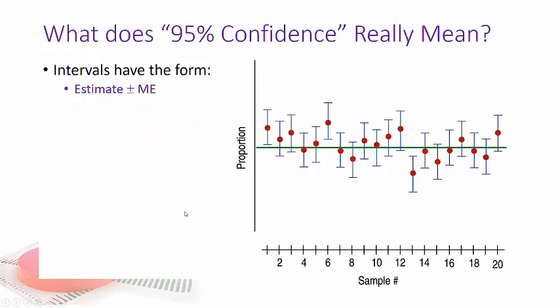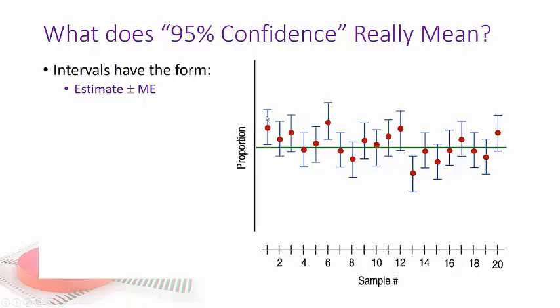So what does 95% confidence really mean? Our intervals have the form our estimate plus our margin of error. Here's a bunch of different intervals. Let's say we had a whole class of students do a sample, and the red dot is the mean of each of their samples, the proportion they got.